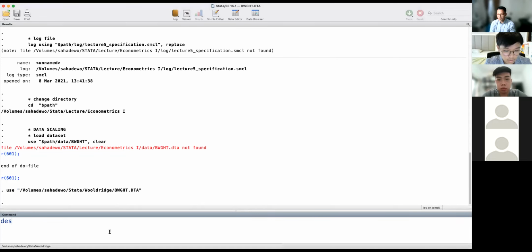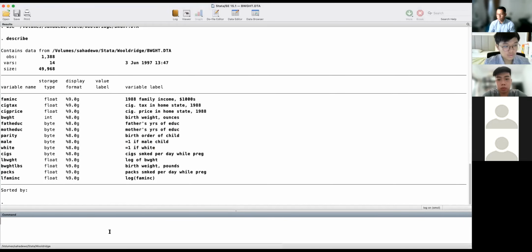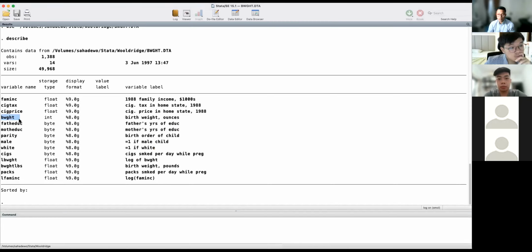So let me pull up the variables that we have in the data. We basically have family income, cigarette tax, cigarette price, and birth weight. Birth weight is going to be our variable of interest. We have father education, mother education, and so on. Another variable of interest is the number of cigarettes smoked per day during pregnancy.